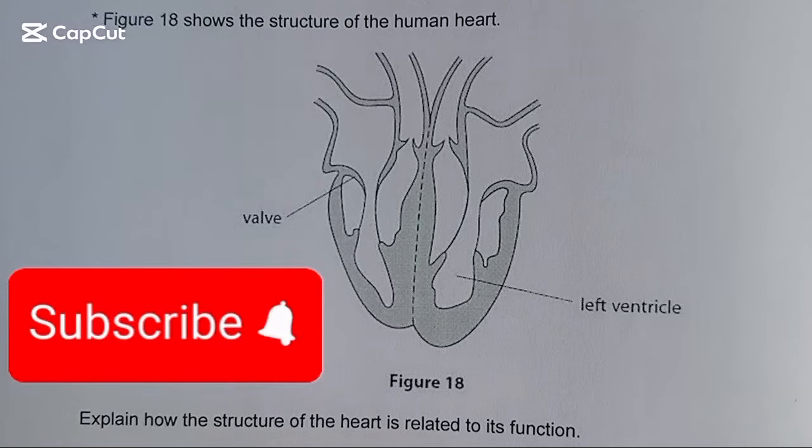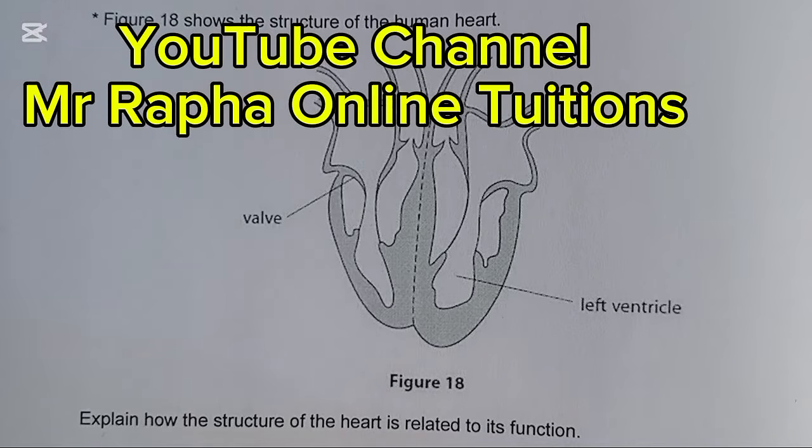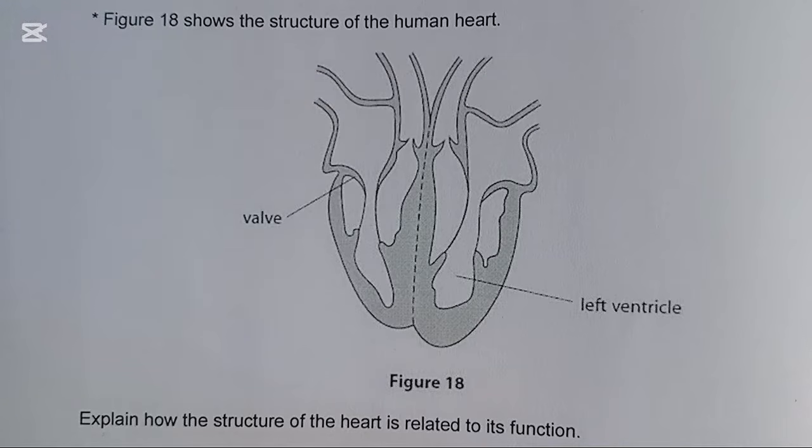Figure 18 shows the structure of the human heart. So this is the human heart. So the question is, explain how the structure of the heart is related to its function. So the function of the heart is to pump blood to all parts of the body. That is the function of the heart. So number one, let's first of all identify the parts of the heart.